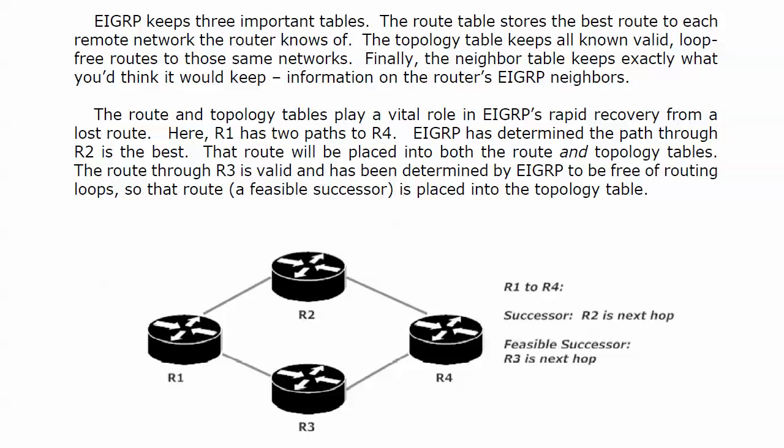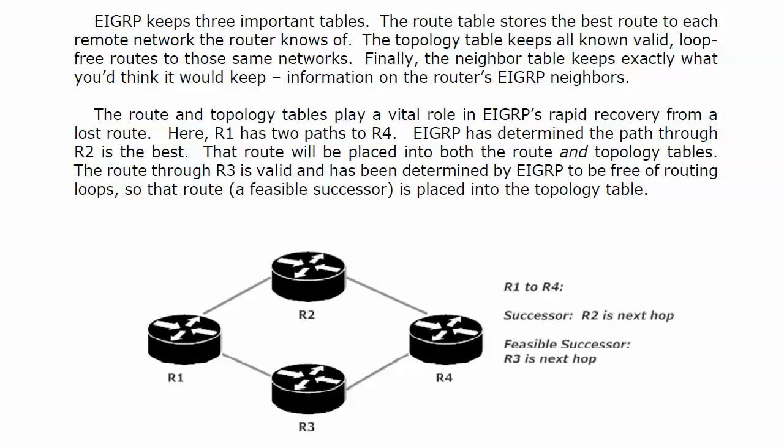Now, when it comes to that rapid convergence, that rapid recovery from a lost route, that's where the route and topology tables both come in. And here's a non-detailed example. We'll be seeing a lot more details in this, but this is just a walkthrough. Here, router 1 has 2 paths to router 4. It can go through router 2 or it can go through router 3. Now, EIGRP has somehow determined the path through router 2 is the best path. So that route is going to be put into the route and topology tables. That's our successor route, the best route to R4.